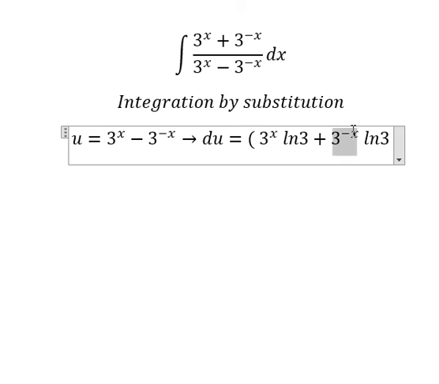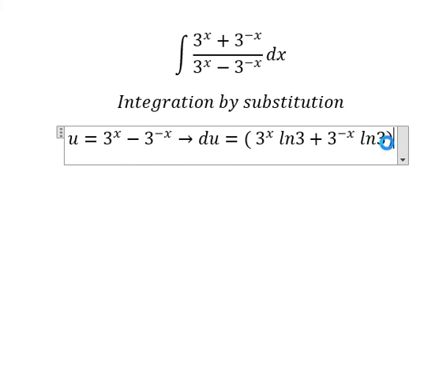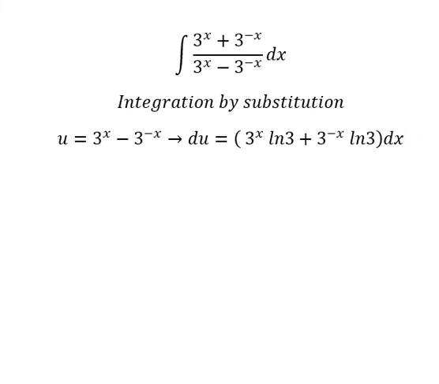Because this one we have negative 1. So if we first take the derivative of this one, we have negative 1. Negative and negative, we have positive. After that, we divide both sides by 3.